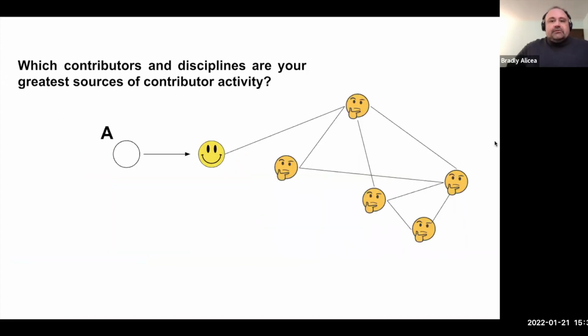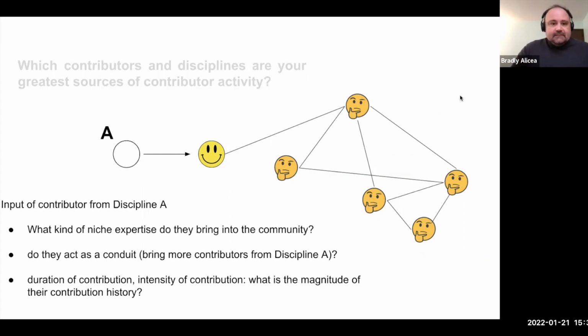So which contributors and disciplines are your greatest source of contributor activity and greatest source of variation here? When an individual connects to this network, they have to connect in some way. And as I mentioned, different connection rules might exist in different contexts. So let's take the example of the input of a contributor from discipline A.